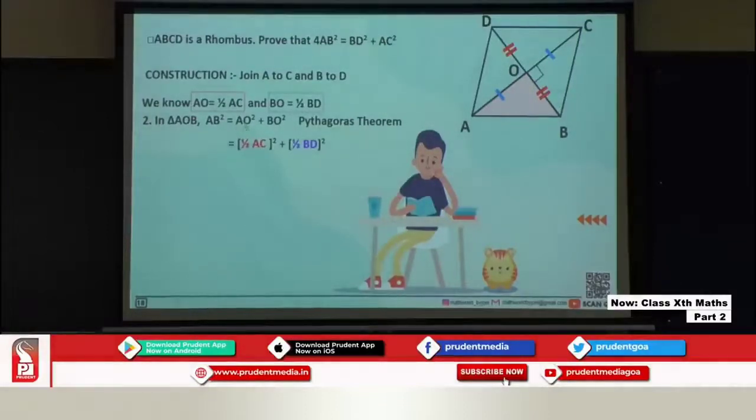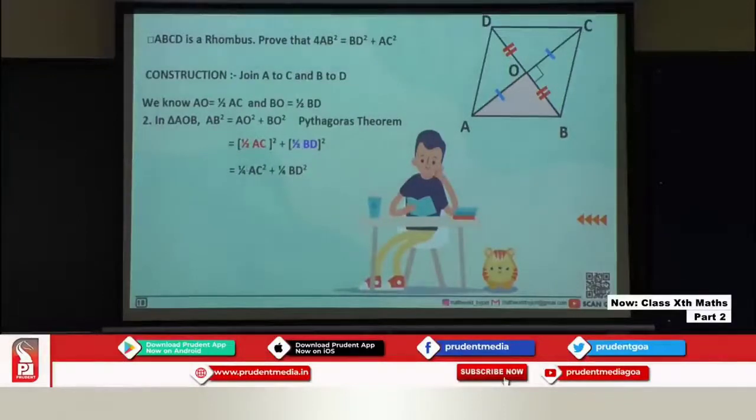Then what I'm going to do is, there's a square outside the bracket, right? So let's square. 1 square will become 1, 2 square will become 4, and AC multiplied by AC square will become AC square. So this is what I will get. So 1 upon 4 AC square. Same way, this will become 1 upon 4 BD square.